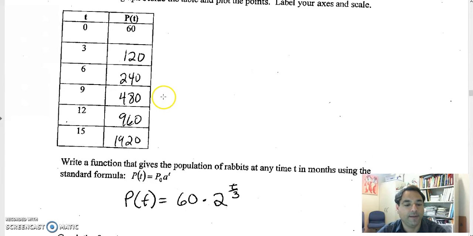So how would I write that? Well, by hand, remember, it's what you're starting with, 60. It's doubling, so your base is 2. So 60 times 2. But it's not doubling every month. It's doubling every 3 months. So we have to take the time divided by 3. So you're probably wondering, okay, that's how I do it by hand.